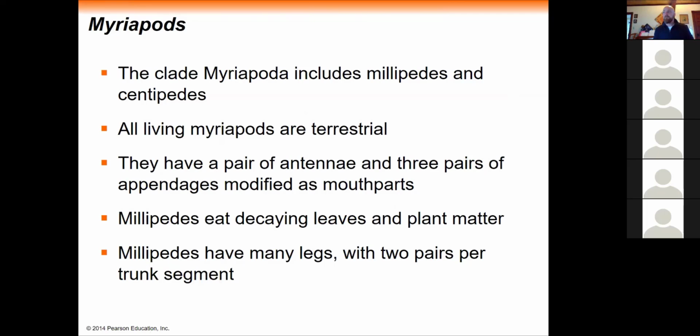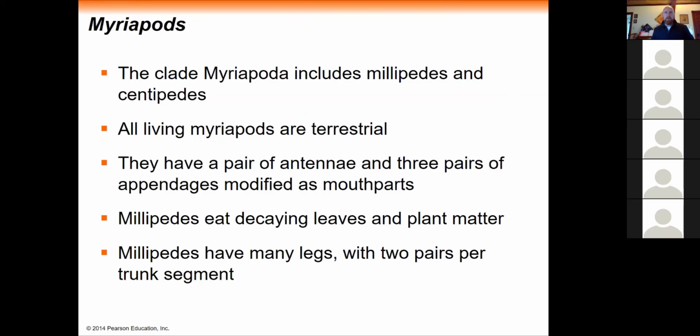Something interesting in this group, the millipedes are all plant eaters. They usually eat dead and decaying plant material, not living plant material. So here's kind of a weird thing in biology. I don't know of any exceptions to that. All millipedes are non-carnivorous, eating dead plant material. And in the millipedes, they have 2 sets of legs per trunk segment.